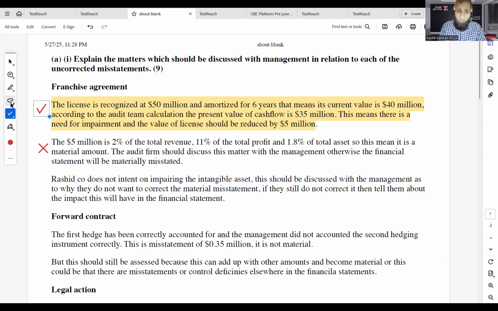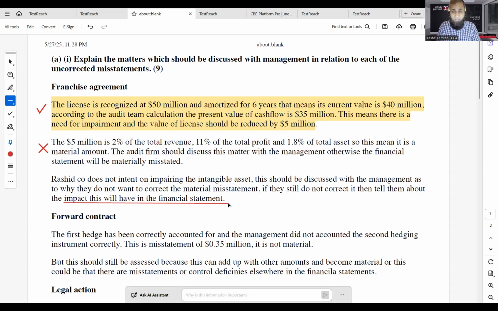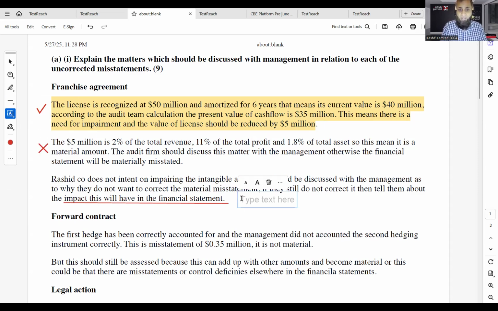Impact on the financial statement? Can't you just tell the impact yourself? Because the assets are not impaired, the intangible assets are overstated and the profit is understated. You need to write the under and over statement, right? Write the under and over statement as a matter to discuss with management. So not just write the journal impact, but also tell what is under and overstated.